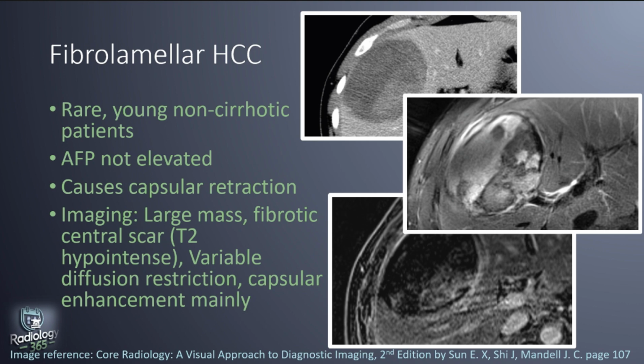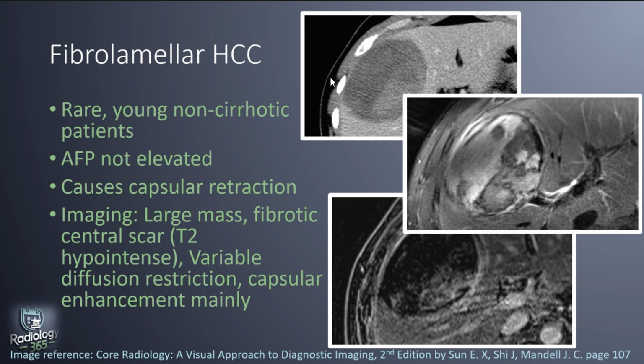Also, fibrolamellar lesions often lack a true capsule but may have a pseudo capsule when they compress or put pressure on the surrounding normal hepatocytes. So if you see a large liver mass in a young adult, especially without liver disease, you should be thinking more of fibrolamellar.